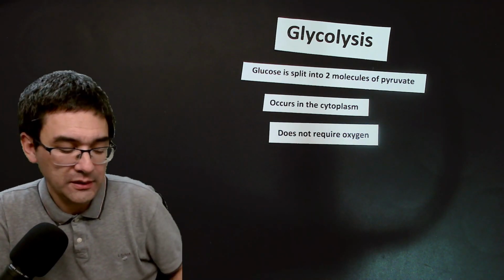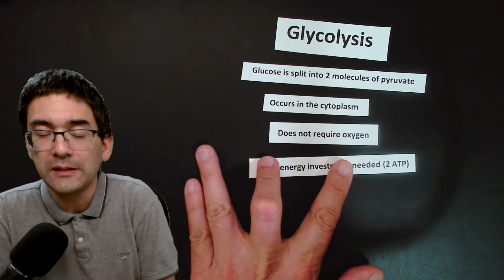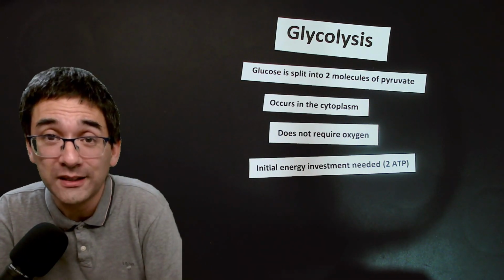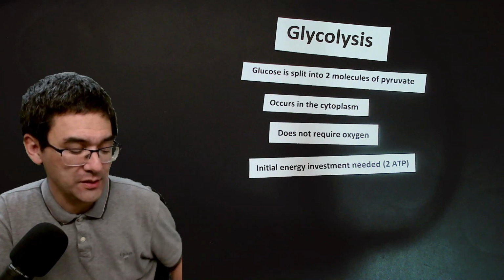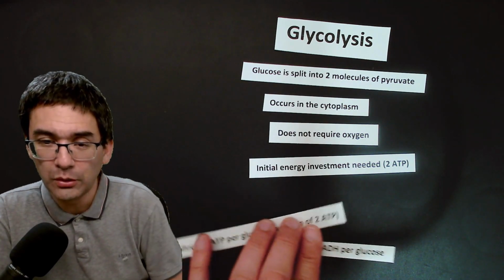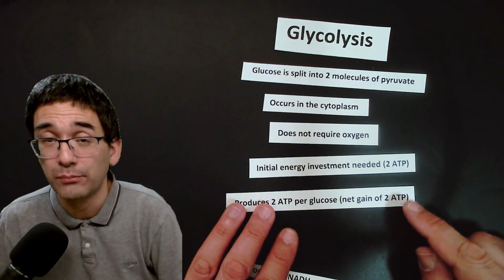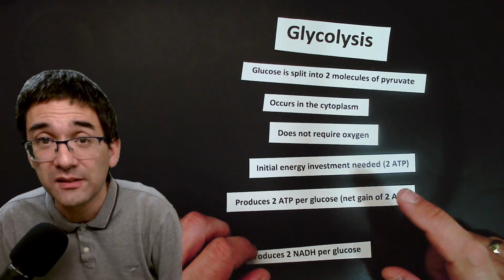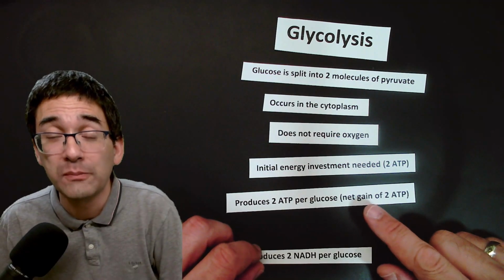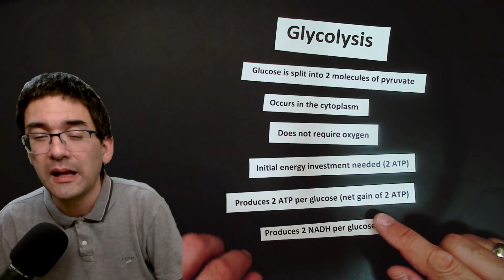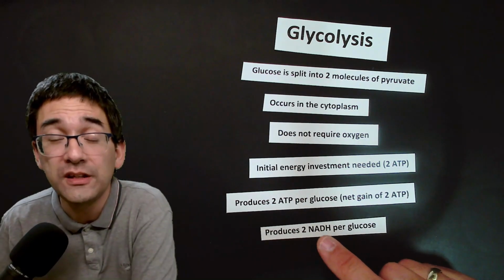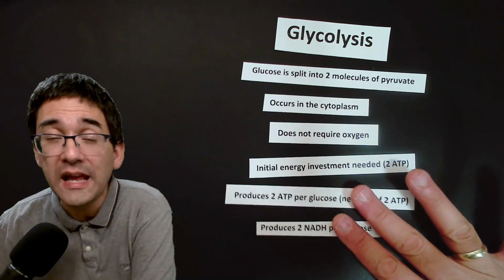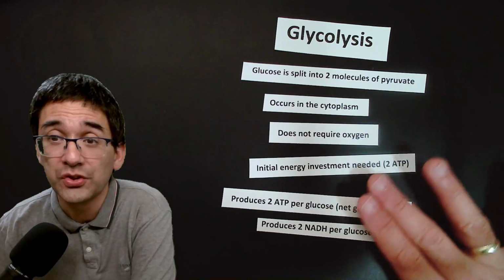Then there is an initial energy investment needed of 2 ATPs. That is our energy of activation to make glucose more reactive. And as a consequence of this, we are able to produce 2 molecules of ATP net gain. That's important: we're making 4, but we're gaining 2, and that is why it's called net gain. So if there is a question, always check whether they mention if it's a net gain or not. And we're also producing 2 molecules of NADH. These are carrying energy in the form of high energy electrons. So both of them now carry some of the energy that was stored in glucose.